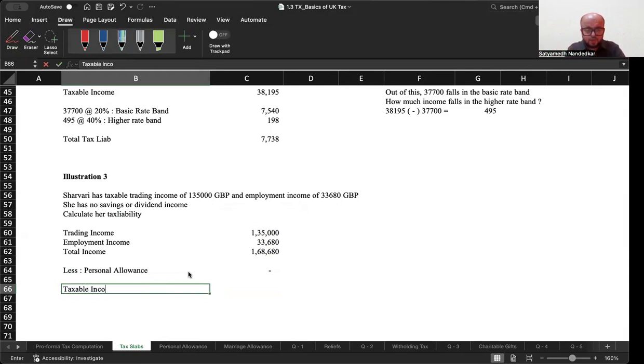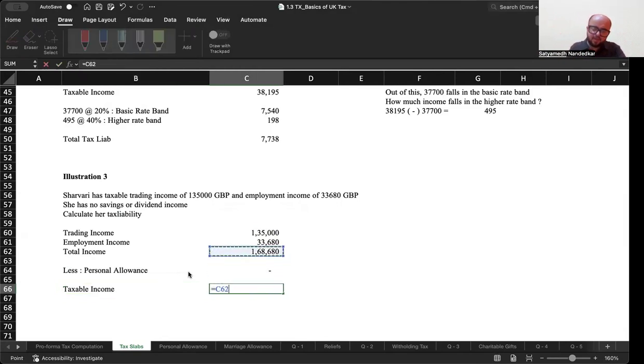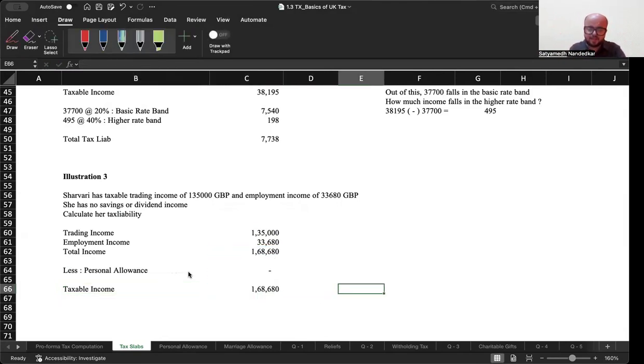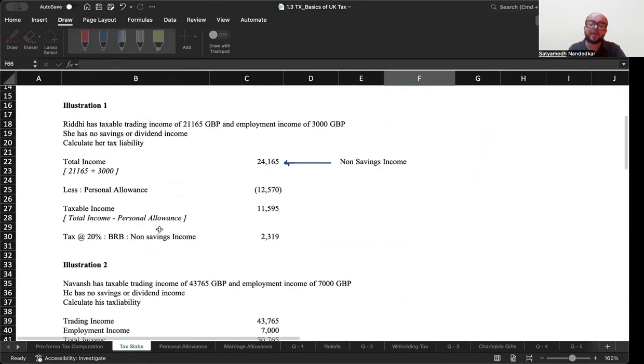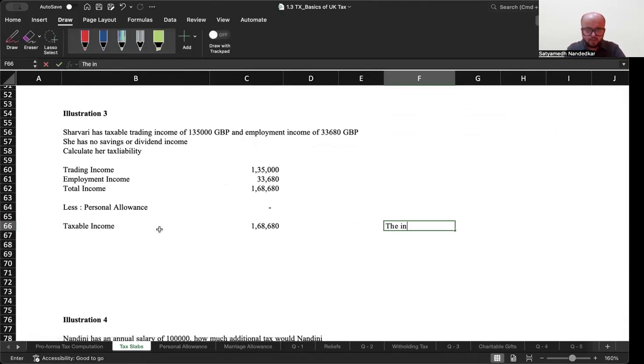So now what is your taxable income? Your taxable income is 168,680. The income is higher than 125,140. The individual is in the additional rate band, not even the higher rate band.